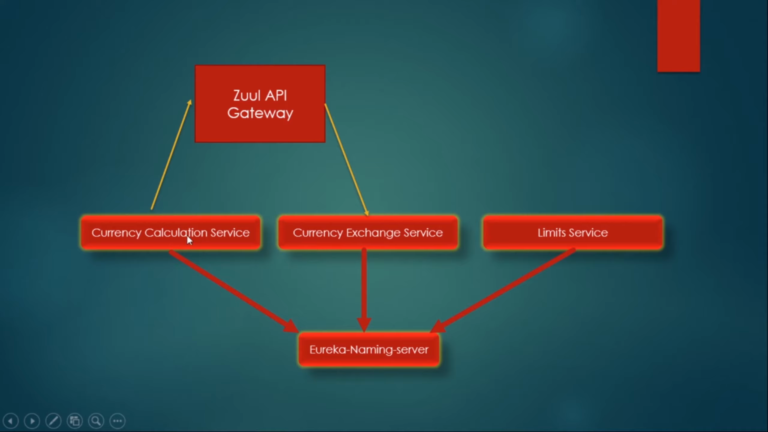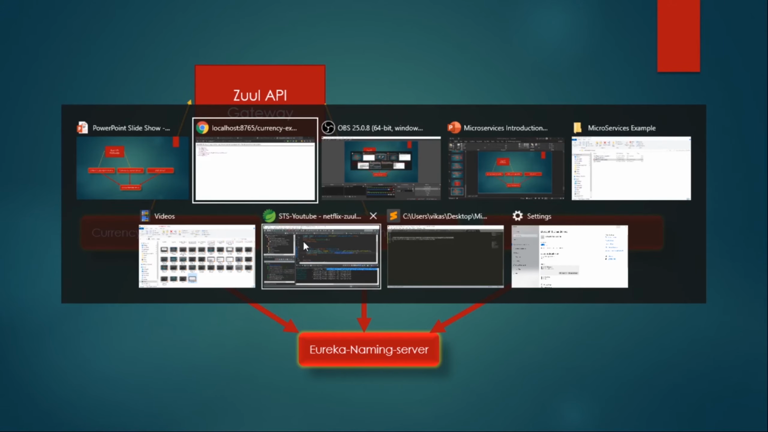Now we want to call the currency calculation service, which internally talks to this currency exchange service, but it is currently calling it directly. We don't want to call it directly, we want to call it through this Zuul API gateway. So whenever a user hits a request for the currency calculation service, it should go to Zuul API gateway and then call the currency exchange service. So let's see how we can implement that in our STS.